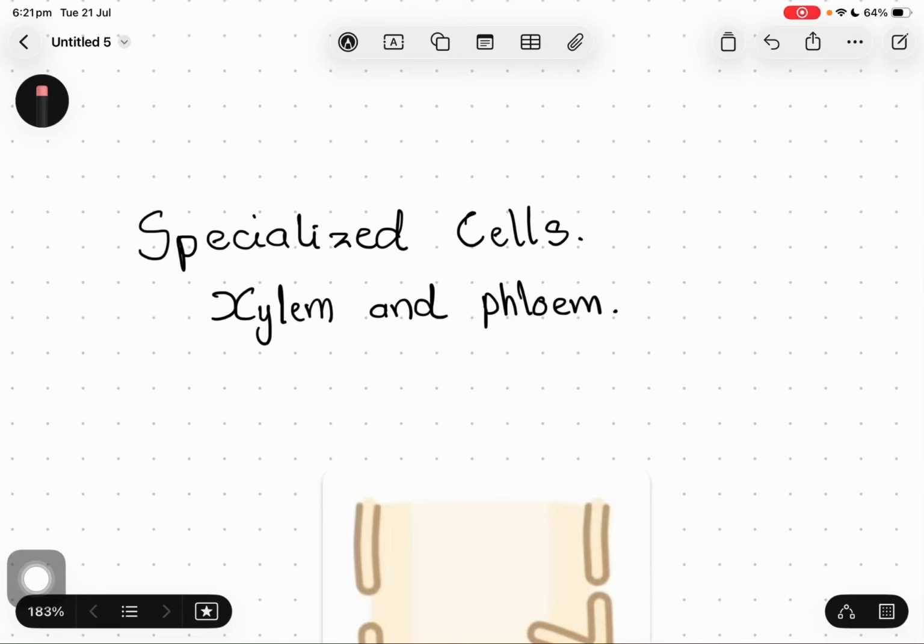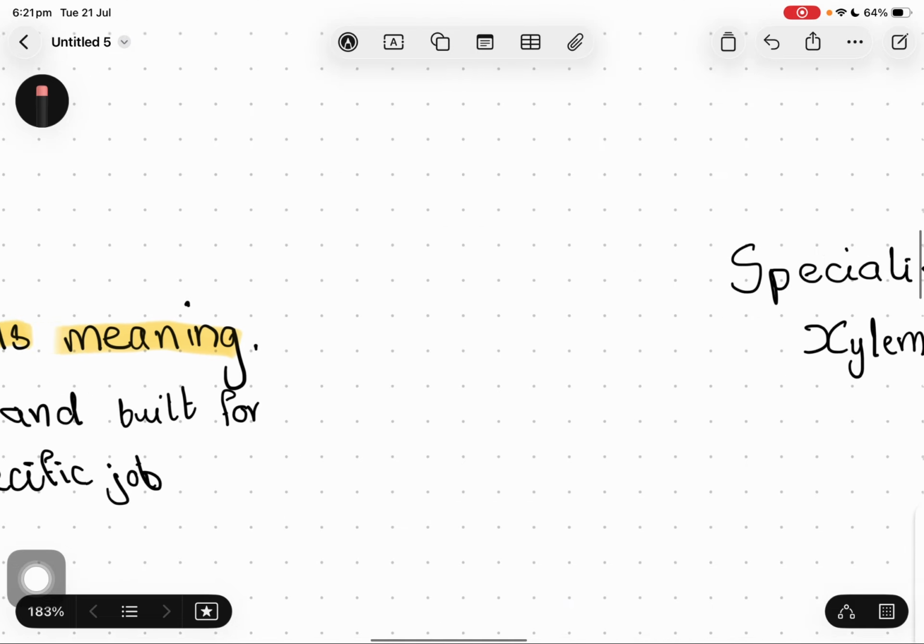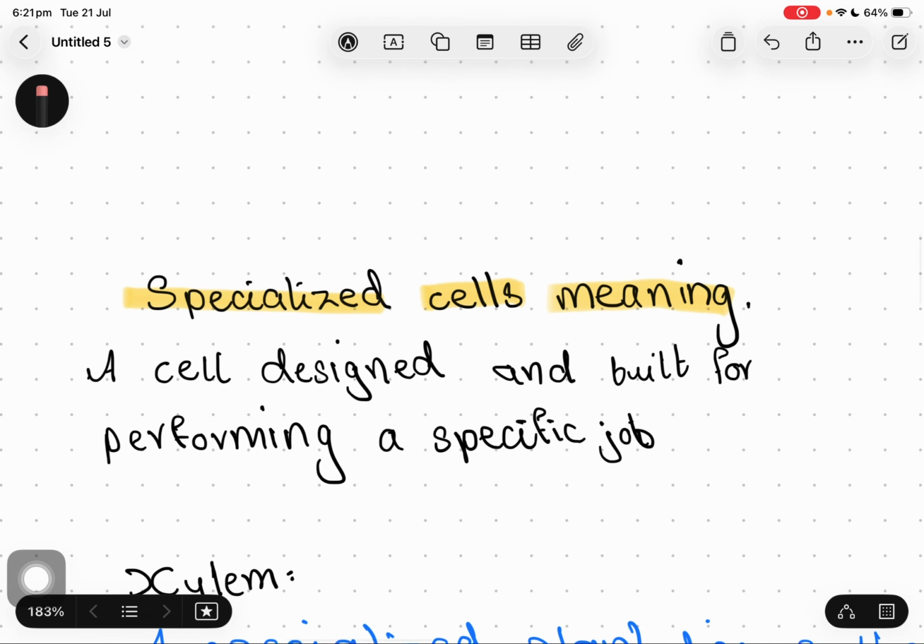Hello everybody, today we're going to be talking about specialized cells in biology, and we're going to be focusing on xylem and the phloem. So what are specialized cells? This is a common question.